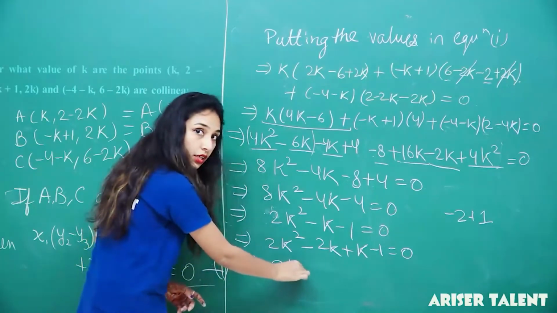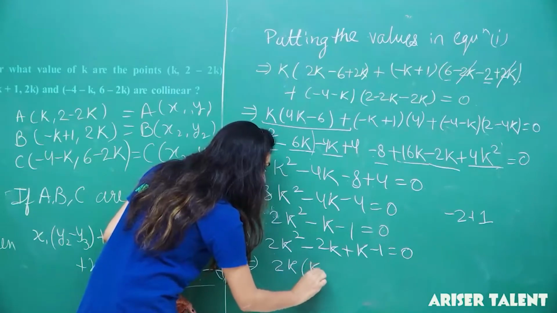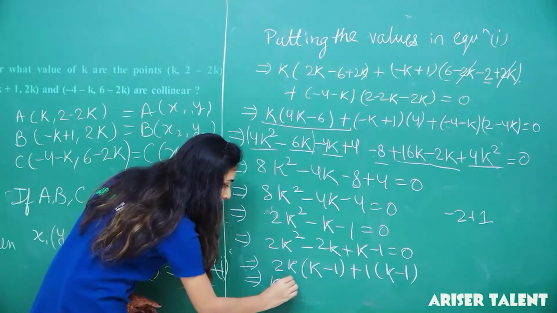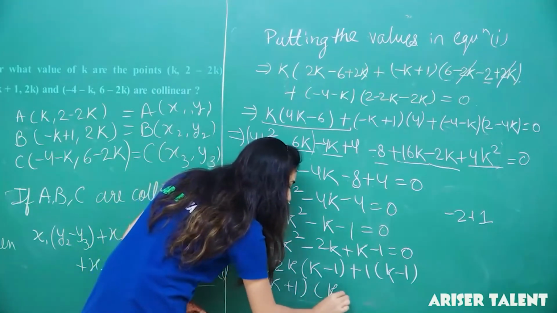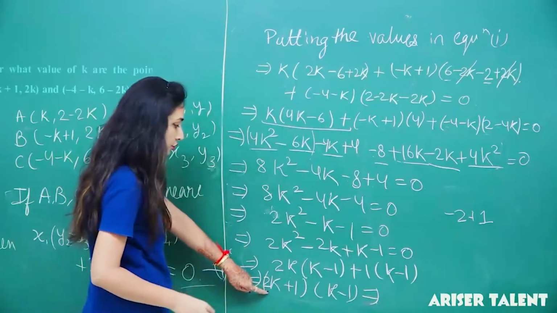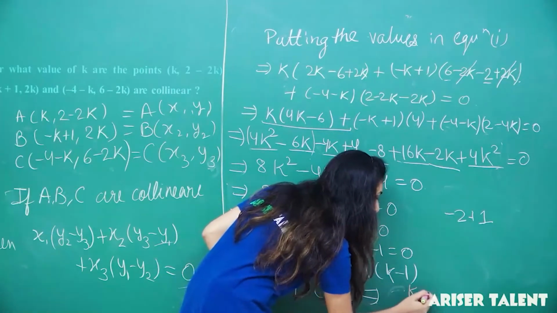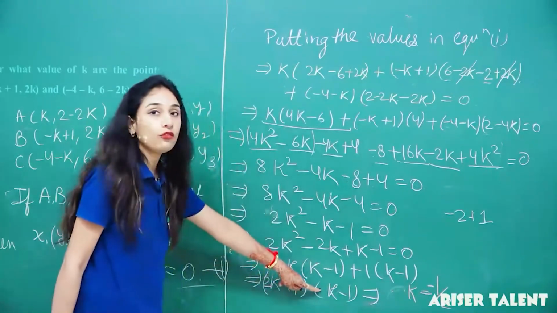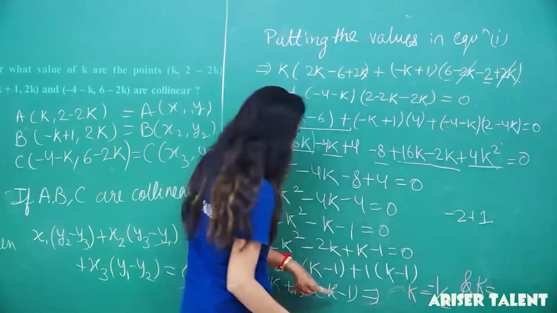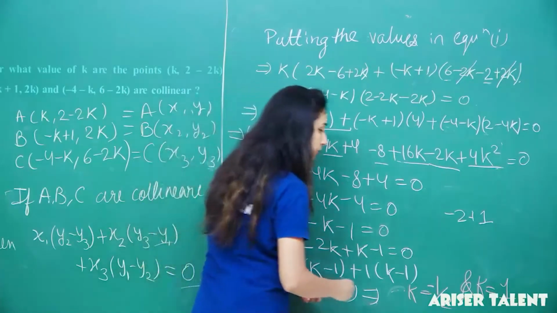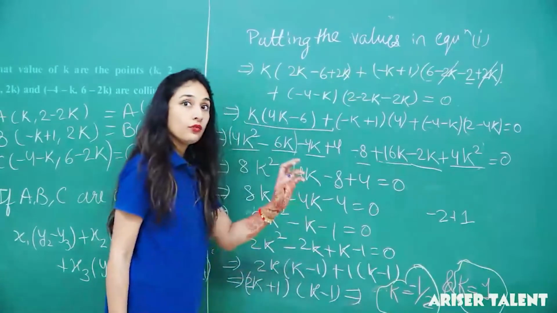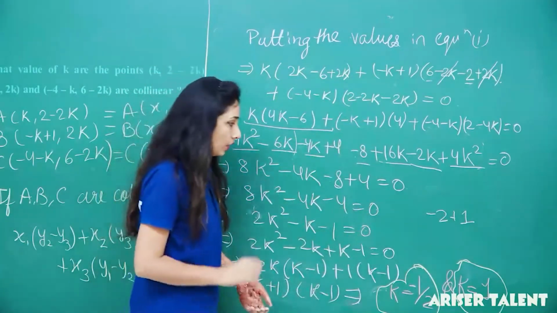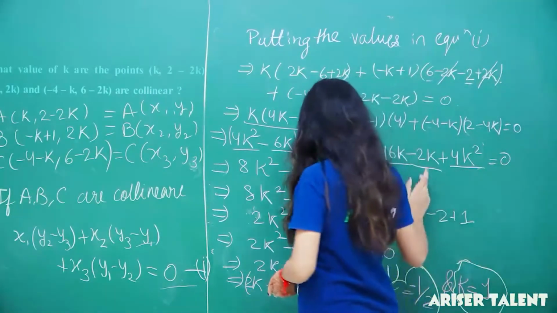If we take 2k common, that will be k minus 1, and if we take 1 common, that will be k minus 1. Now, we have 2k plus 1 and k minus 1. What this implies is, 2k plus 1 equals to 0 gives k equals to minus 1 by 2, and from here you will have k equals to 1. So, these are the two values, k equals to minus 1 by 2 and k equals to 1. For these values of k, A, B, C will be collinear. Now, note this. You have noted till there. So, just correct that part only.